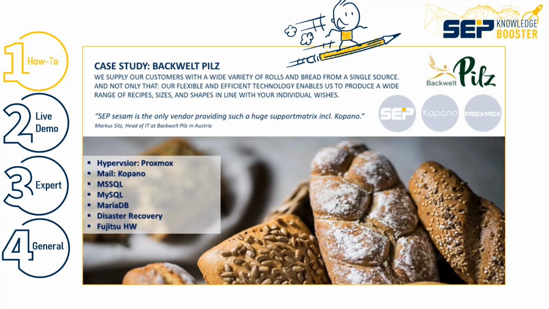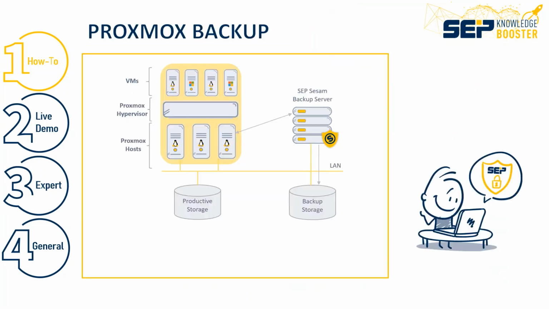And this is a reference case of a bakery in Austria. Well, it's a coincidence that it's an Austrian reference, because Proxmox is also an Austrian vendor of hypervisor environments. This bakery is a bakery chain in Austria. They not only have Proxmox, they have lots of different applications running in their heterogeneous environment, and they do the full backup with our backup software.